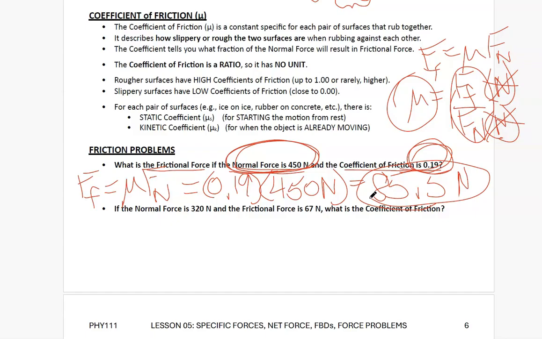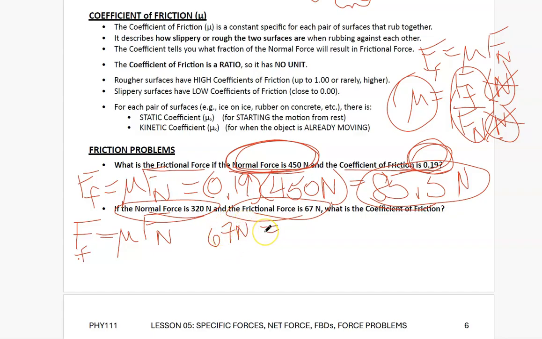All right, second problem. If the normal force is 320 newtons and the frictional force is only 67 newtons, what's the coefficient of friction? Well, we use the same formula. The frictional force is mu times the normal force. We plug in numbers. We have the frictional force is 67 newtons, and that's equal to mu, which we don't know, times the normal force, which we do know is 320 newtons. Therefore, mu is 67 newtons over 320 newtons.